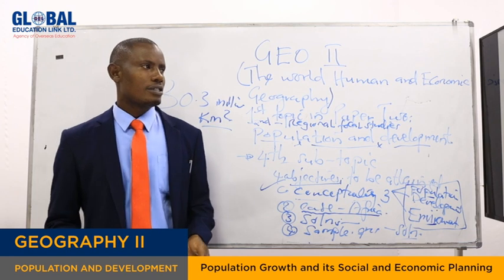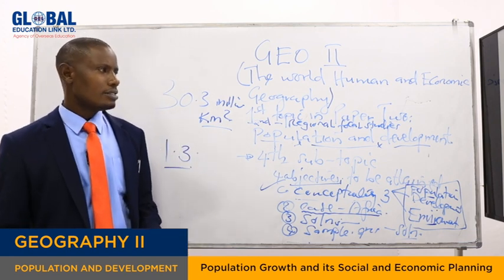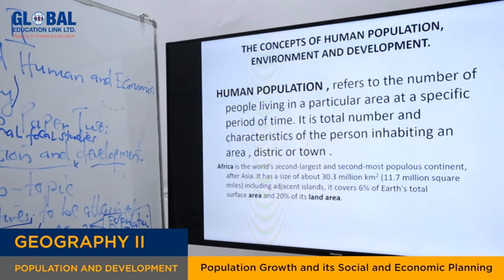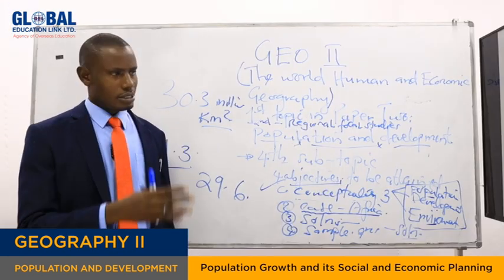The current population of Africa is about 1.3 billion. But again, the African population is equivalent to 16.72% of the total world population, and it ranks number 2 among the regions of the world. The population density of Africa is 45 per square kilometer. The total area is about 29.6 million square kilometers. But again, around 43.8% of the population is living in the urban area. The median age for Africa is about 19.7 years, when you compare with other developed countries like the USA and Japan, which is about 38.3 years.